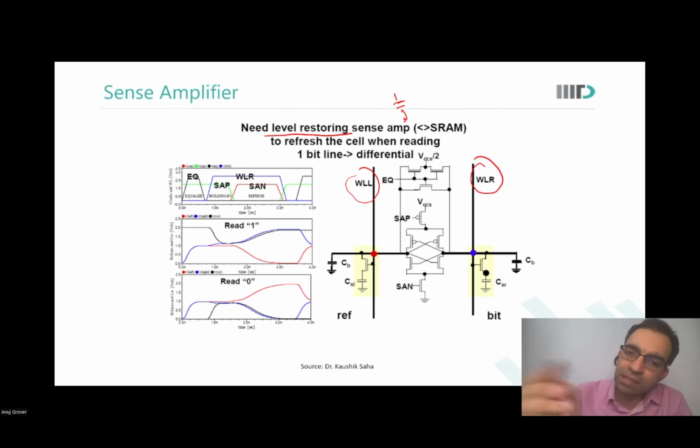In the previous cycle, let us say you had taken one bit line to VDD and the other bit line to 0. You say I will equalize. As soon as you equalize, what happens? VDD and 0. Both the bit lines have the same capacitance. So what is the voltage at both the bit lines then?